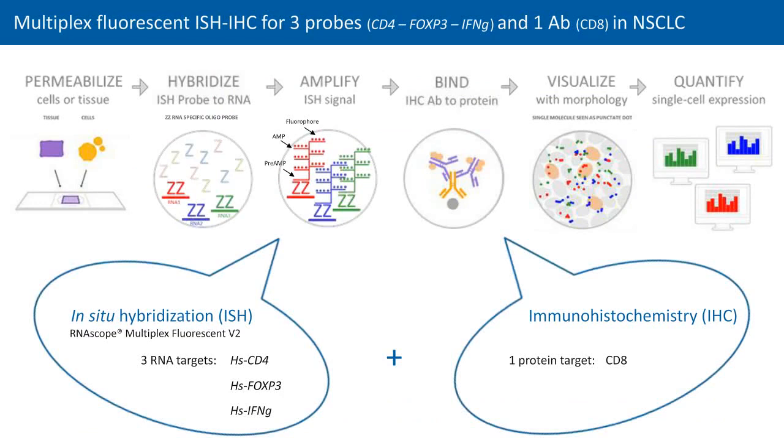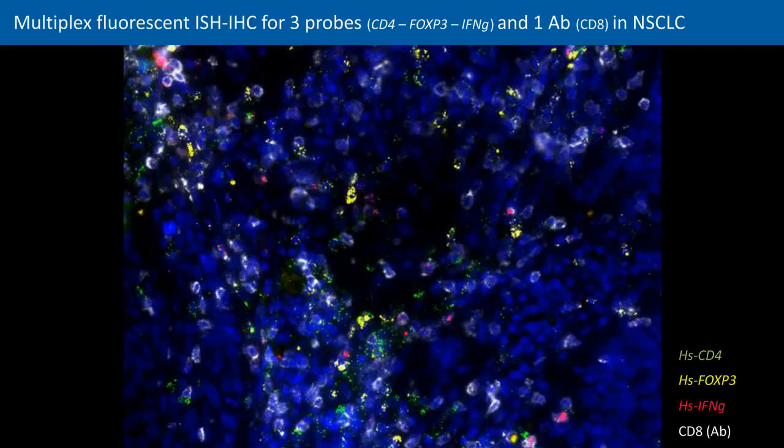Co-expression patterns indicative of lymphoid and myeloid immune cell types in non-small cell lung cancer were also visualized by our multiplex fluorescent ISH for 3 targets, and that in combination with IHC for 1 protein. So in this example that I will show you, we used probes for CD4 mRNA, FOXP3 mRNA, and interferon gamma mRNA, and it was combined with the CD8 antibody.